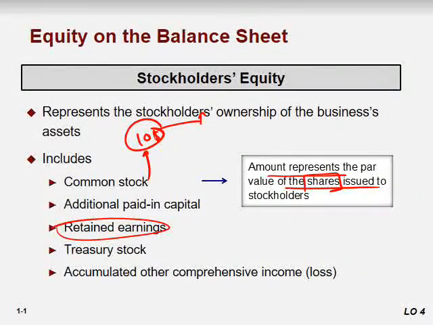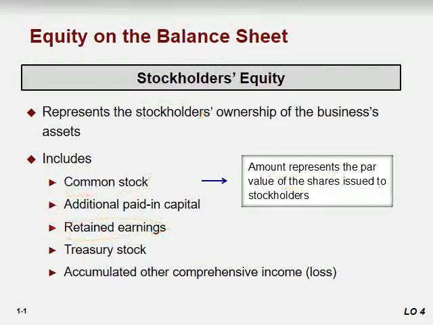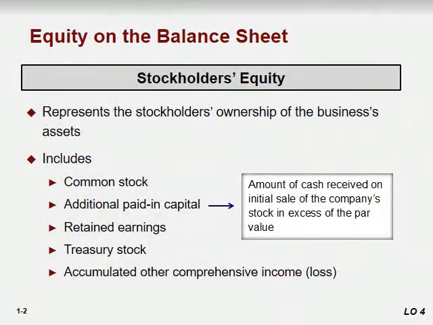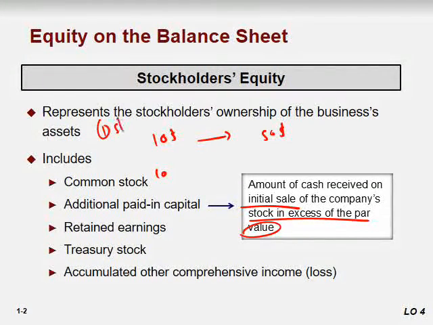So right now just understand that common stock is always at par, and additional paid-in capital is the amount of cash received from initial sales of the company's stock in excess of par, right? You issued a $10 stock for $50 because of the reputation of the company and the company's future as well, so you write 10 here, if you issued one stock, and 40 here, this is the excess of the par.